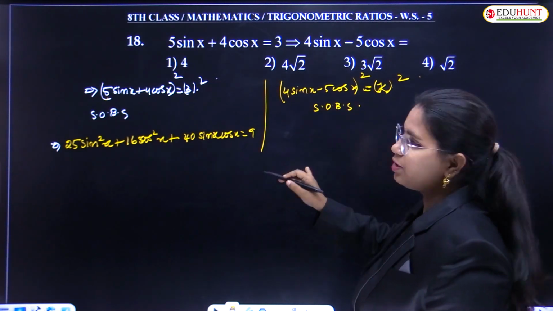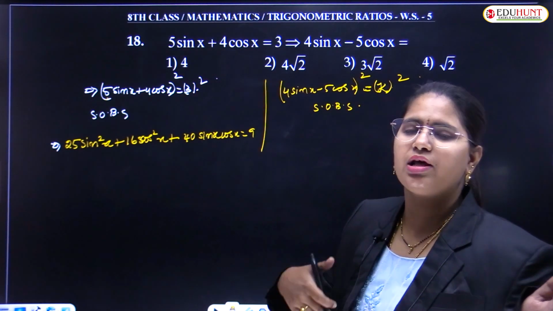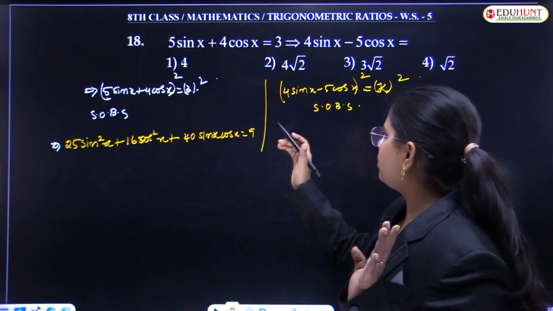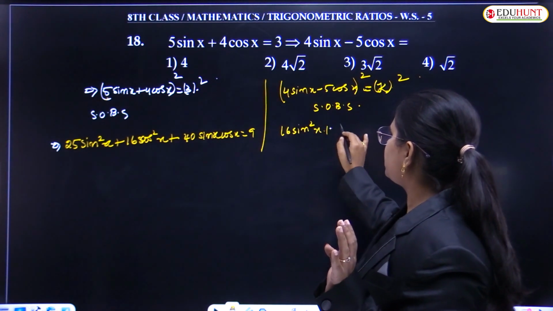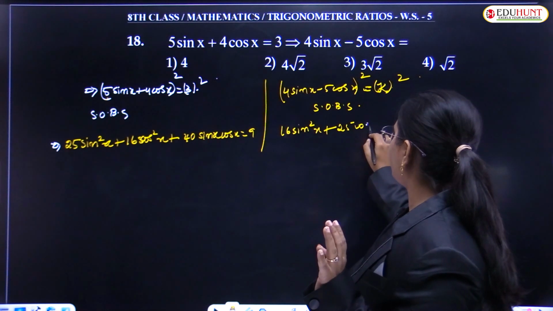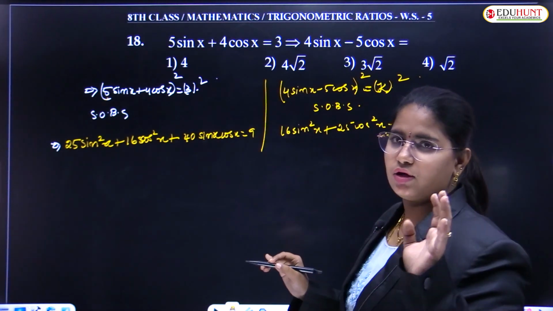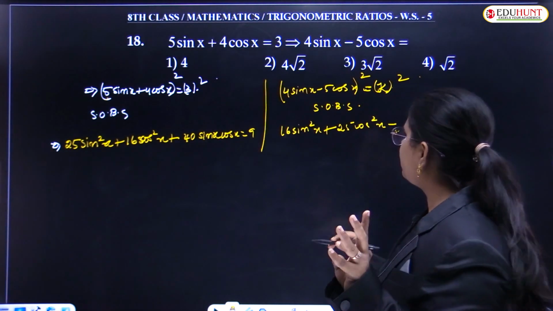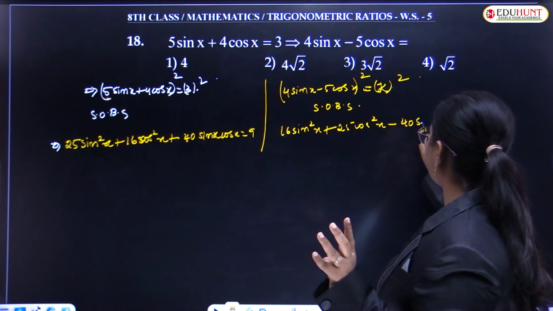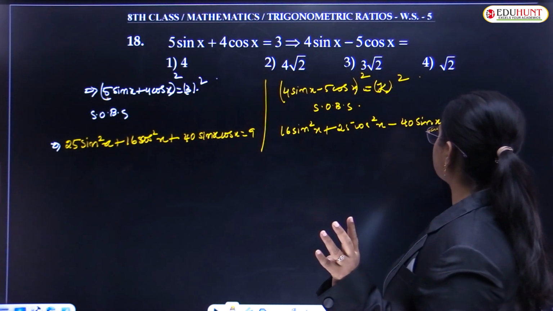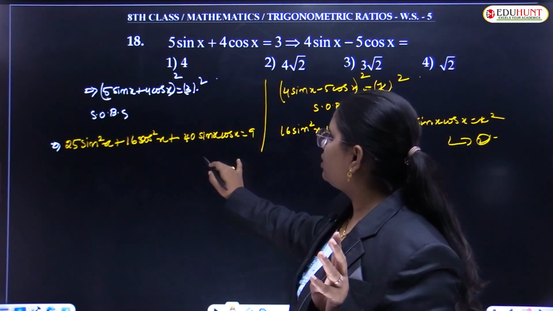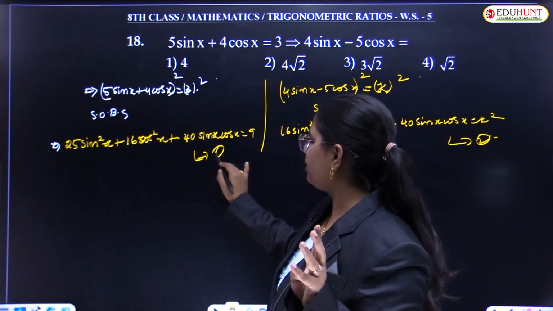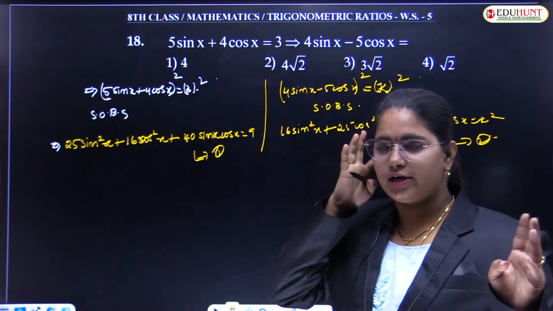So a minus b whole square is a square plus b square minus 2ab. Correct? So 4 square is 16 sin square x, plus 5 square is 25 cos square x, minus 2 4s are 8, 8 5s are 40, 40 sin x cos x, which is equal to k square. Let this be equation number 2. Let this be equation number 1. So add equations 1 and 2.